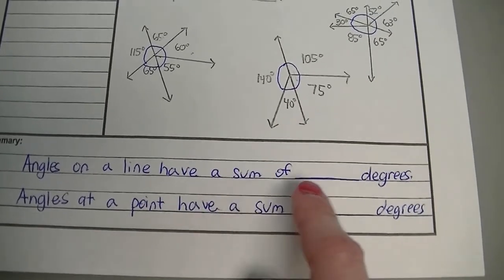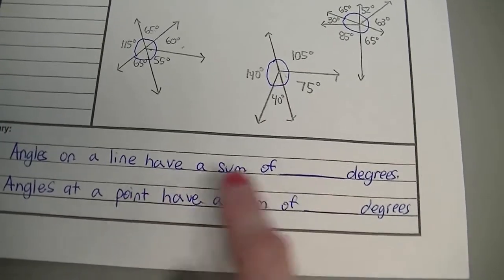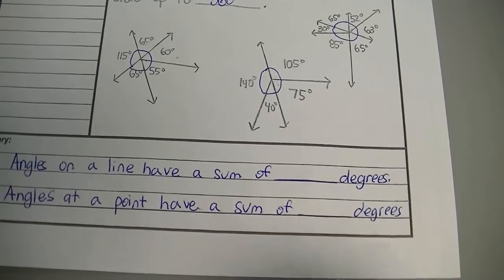Okay, for your summary. Angles on a line have a sum of blank degrees, fill it in. Angles at a point have a sum of blank degrees, fill it in.